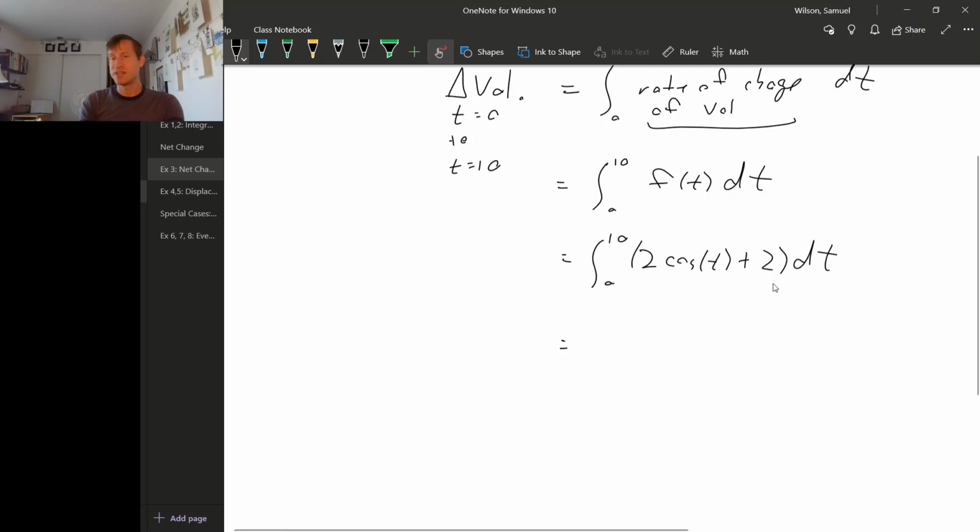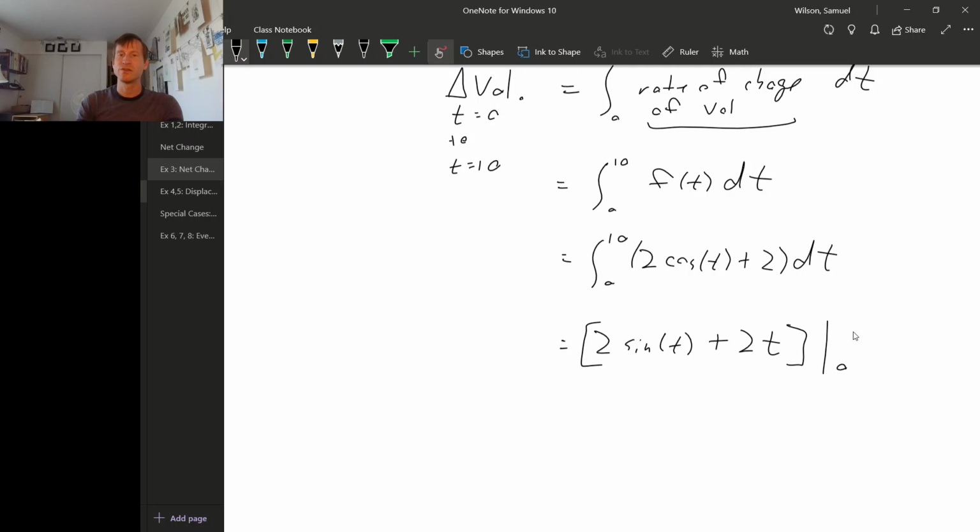All right, so take an antiderivative. An antiderivative of cosine is sine, so 2 sine of t plus, and then an antiderivative of 2 is 2t. And we need to evaluate this from 0 to 10. Pause for a moment to check that this antiderivative is correct. The derivative of 2 sine t is 2 cosine t, and the derivative of 2t is 2. So this antiderivative is correct.